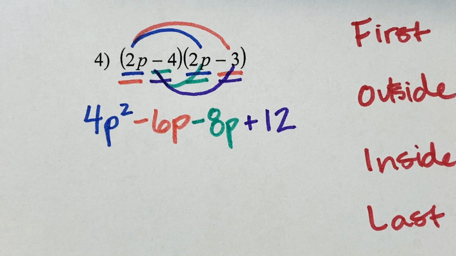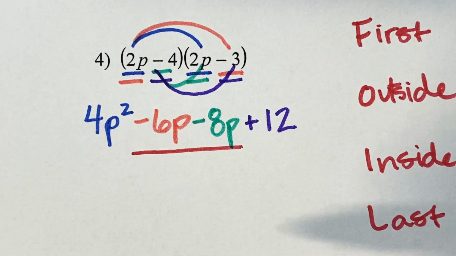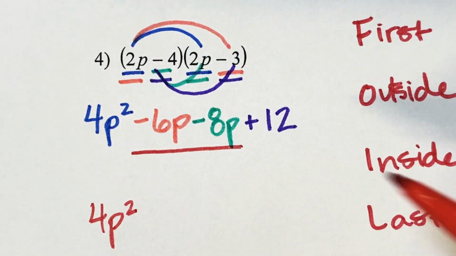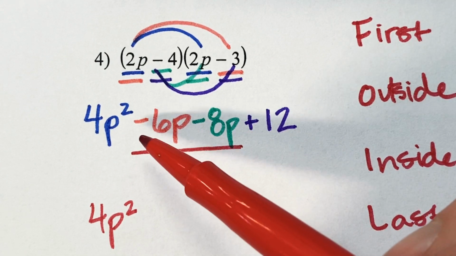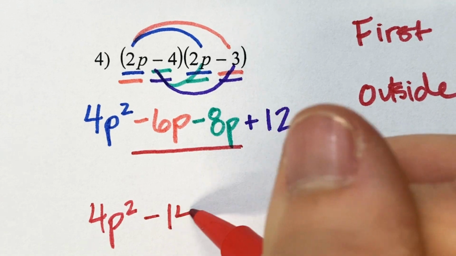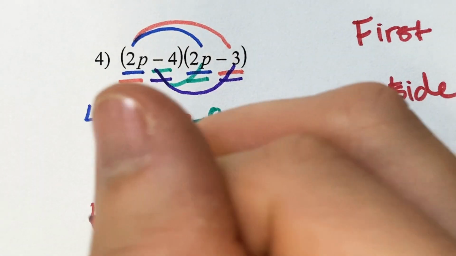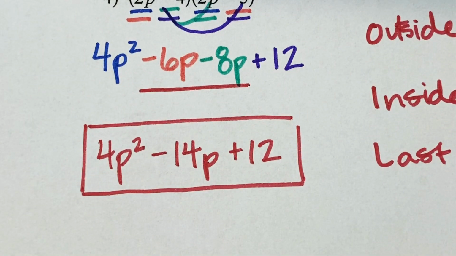Okay, our very last step is to combine like terms. So we have -6P and -8P. Okay, we can always just rewrite the first one. So 4P squared is going to go in front. Then we have -6 minus 8 more. What is -6 minus 8? It's going to give us -14P. And with a positive 12. And there is our simplified quadratic.